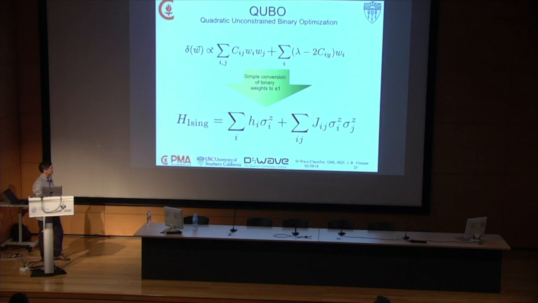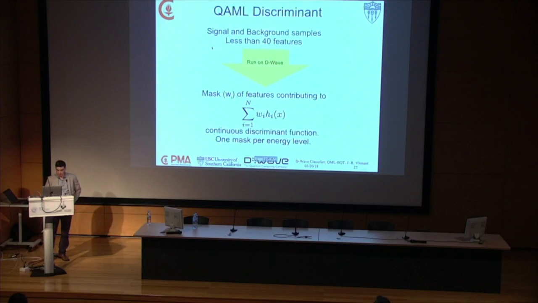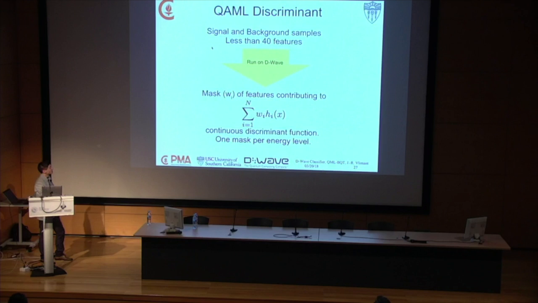Then we embed this into the Ising model, and we solve this with the D-Wave system. So essentially, we have signal and background samples, with less than 40 features. I think it was 36. We embed this in this QUBO, and we run on D-Wave, and it gives us a mask of features contributing to the strong classifier, binary weights. And this is a continuous discriminant function that we can evaluate event per event, and then do the classification based on this.